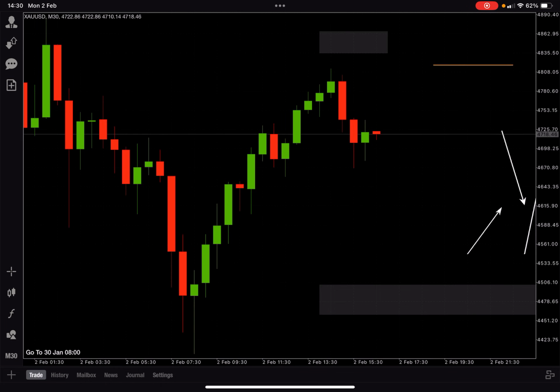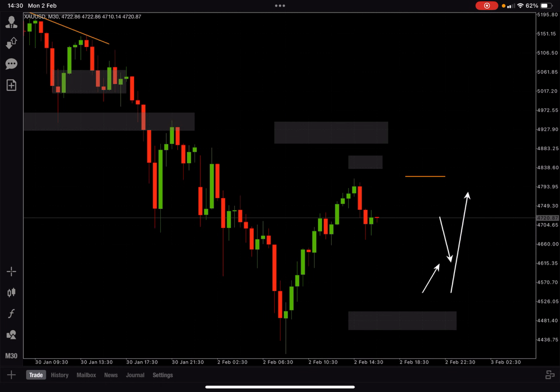Now we are on the 30-minute time frame, and that is when we are starting to see a bit of manipulation within the candles.